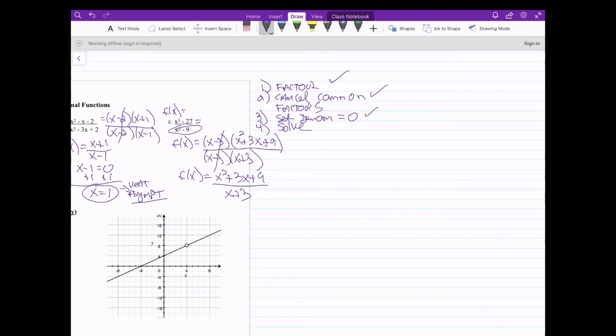And then for step 3, we're going to set just the denominator equal to 0. So we would have x plus 3 equals 0. And then we're going to solve. All you're going to do is subtract 3, and we're going to get x equals negative 3. So that would create a vertical asymptote.